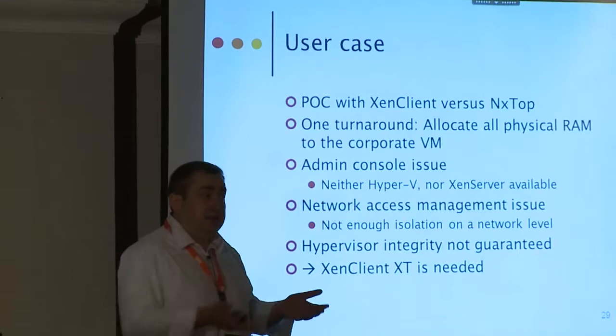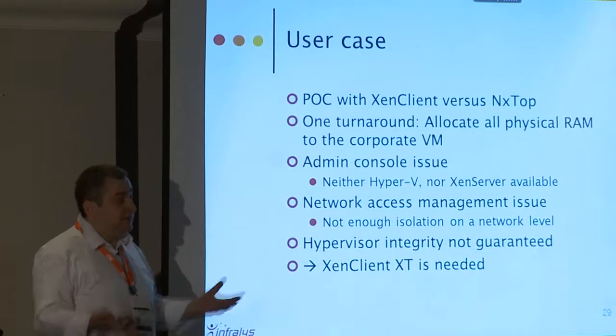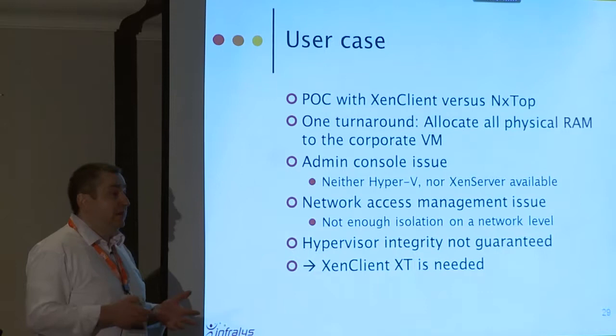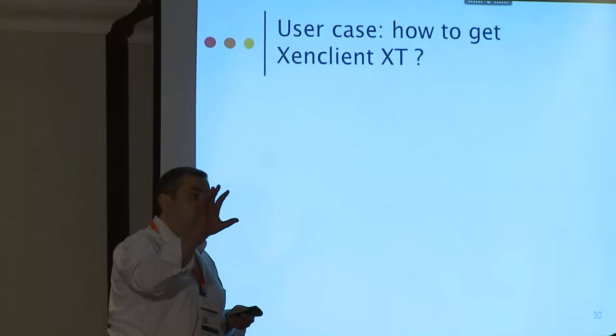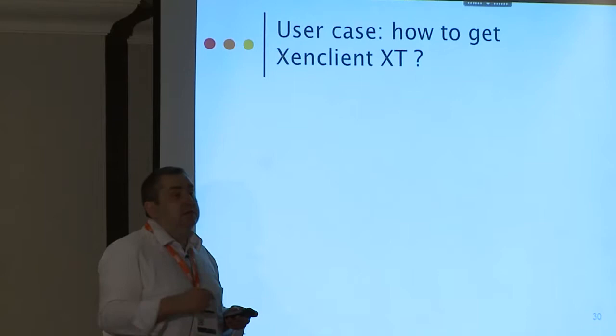We must have this version of XenClient as described on the Citrix website and in some presentation we can find on the internet. So, how to get XenClient TXT? If you go to the Citrix website, you can try to download it. You really have a page with download XenClient TXT. And when you click on it, you arrive on the download page of XenClient 2.1.